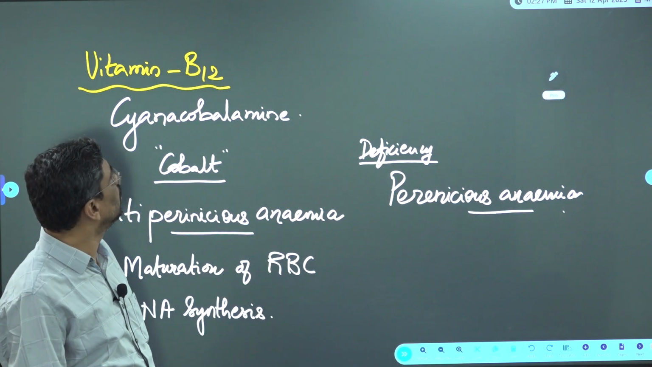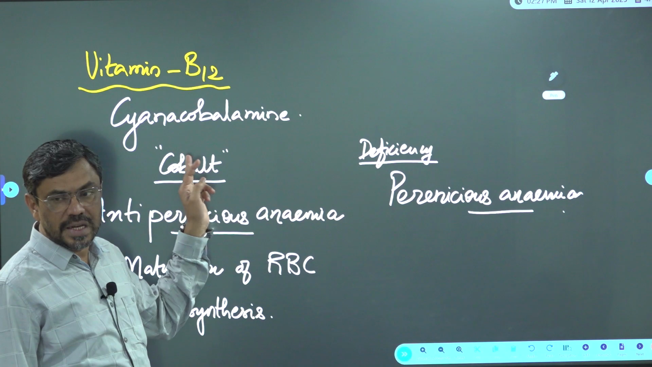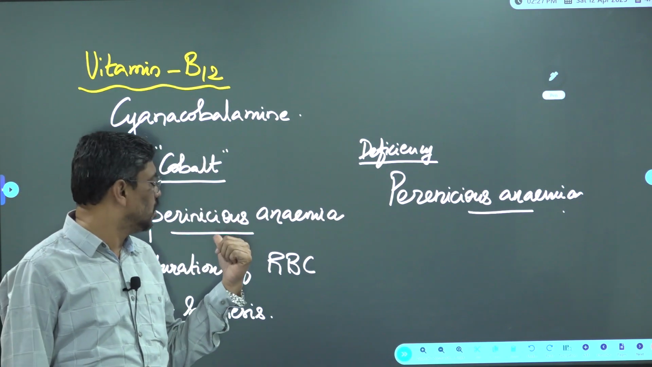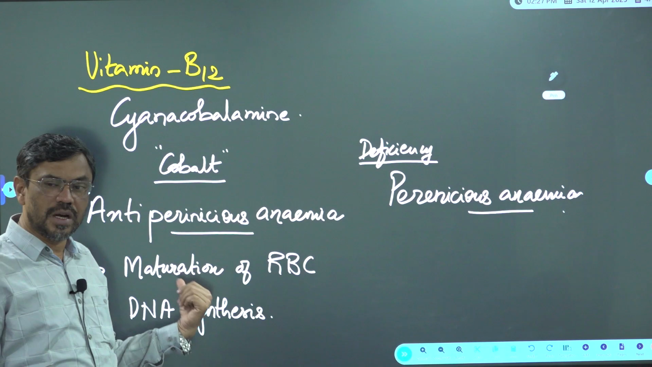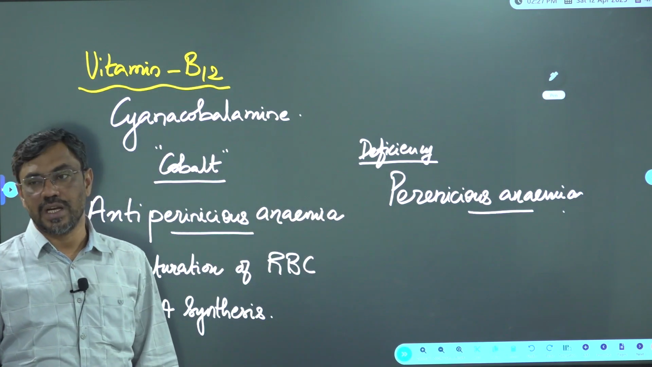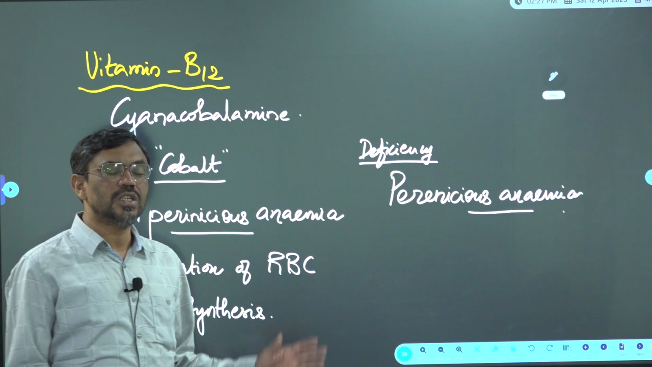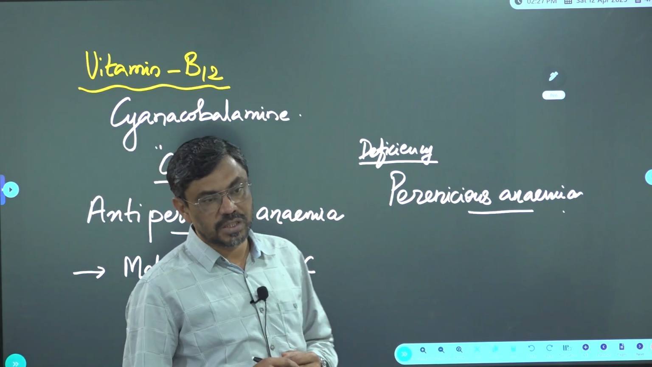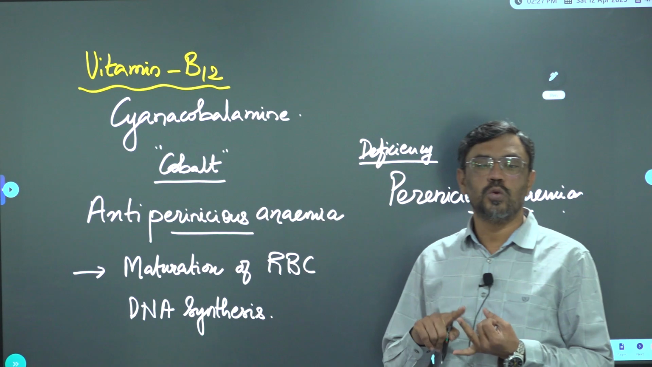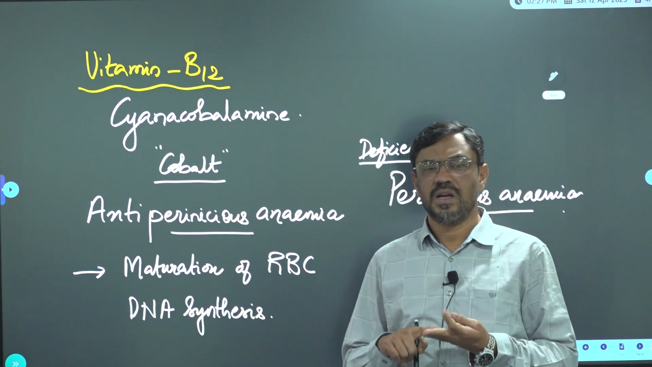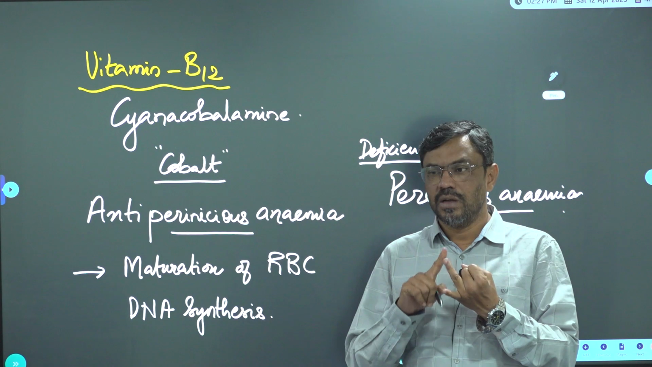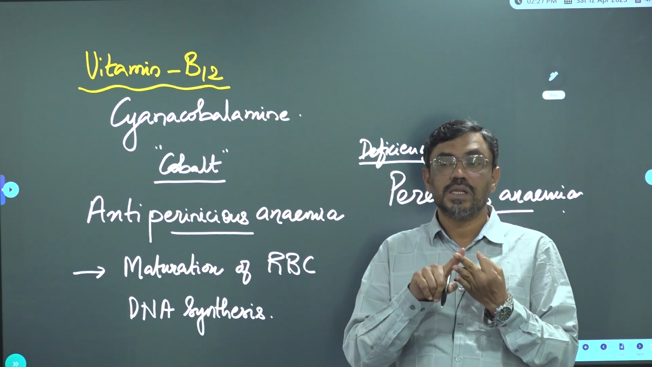Pernicious anemia. You remember this one? Vitamin B12, cyanocobalamin, cobalt containing vitamin, anti-pernicious anemia vitamin. It is required for maturation of RBC and DNA synthesis, and deficiency causes pernicious anemia. So these are the various types of water soluble vitamins, the B complex vitamins: vitamin B1, thiamine, B2, riboflavin, B3, niacin, B5, pantothenic acid, B6, pyridoxine, B7, biotin, B9, folic acid, B12, cyanocobalamin.